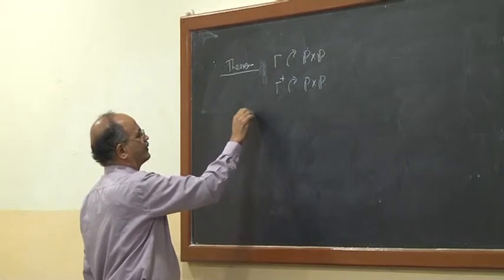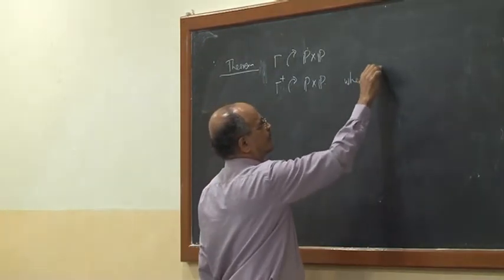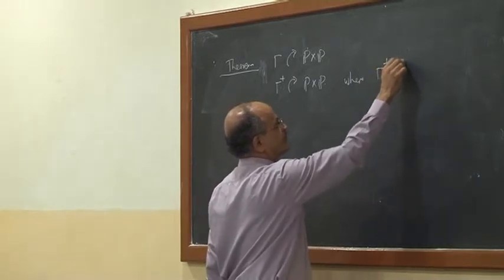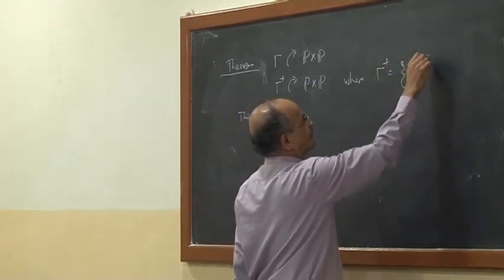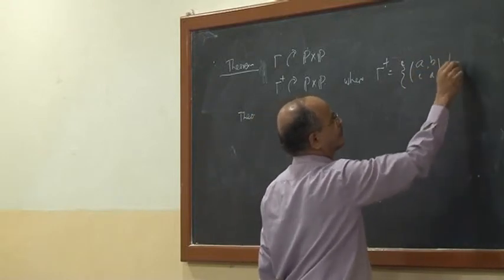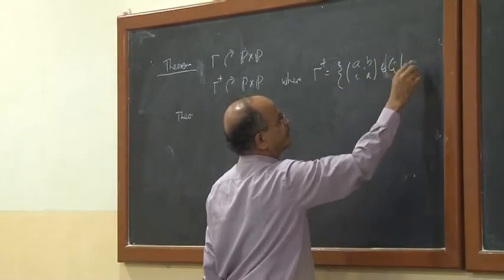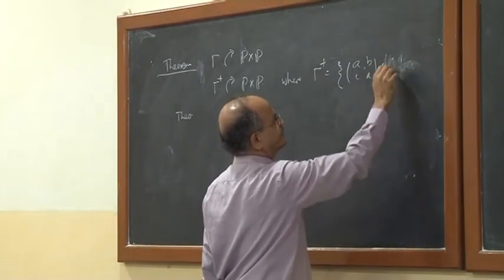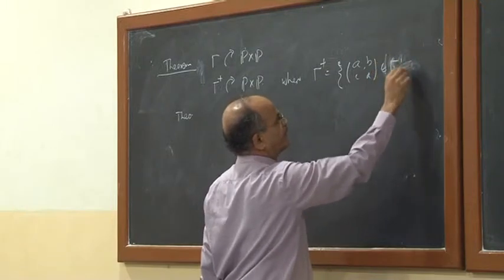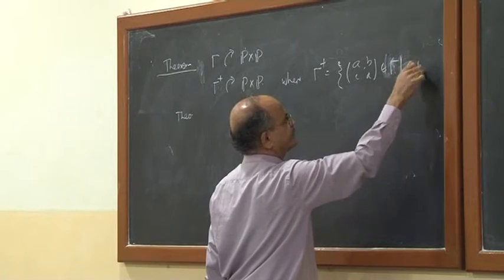But let me give a consequence of this. So what's gamma plus? Gamma plus equals the matrices A, B, C, D which are first of all in G and in SL2Z, in gamma, and with A, B, C, D positive.